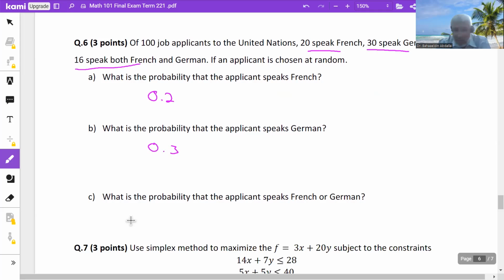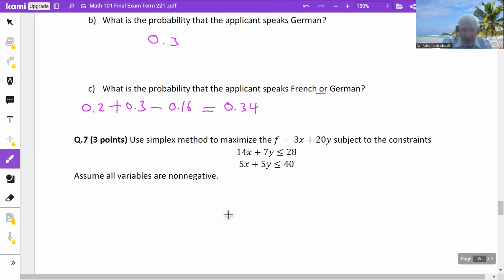What about French or German? Well, there is a formula for or, which is union. It is 0.2 probability of speaking French plus 0.3 probability of speaking German minus the probability of the intersection. Where is the probability of the intersection here? It says 16 speak both French and German. 16 out of what? Out of 100. So 16 divided by 100, that's 0.16. So if you add these numbers, you will get the probability required. So 0.5 minus 0.16 is just 0.34 when you use the calculator.